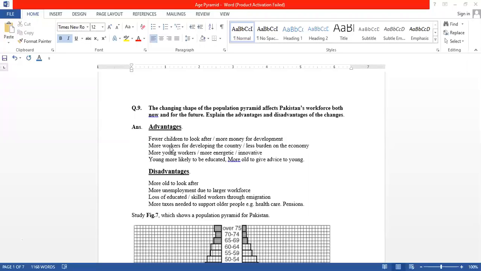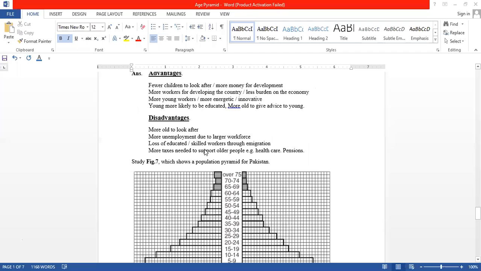And broad in the middle means more workers for developing the country. The active population will increase. They will work and they also pay taxes. It means it's a good sign for the country. And third, the young are more likely to be educated. And in case of more elderly people, they will give more advice. These are advantages. But this has disadvantages too.